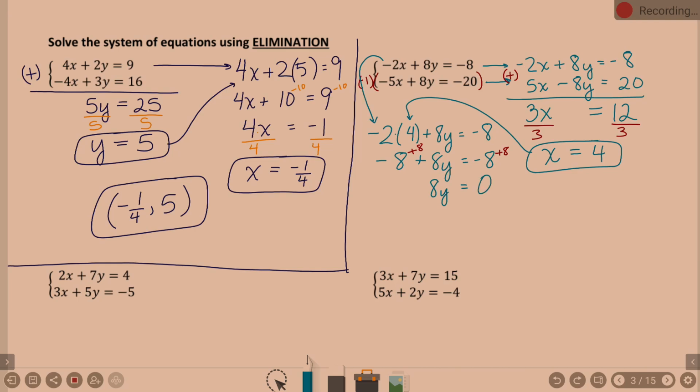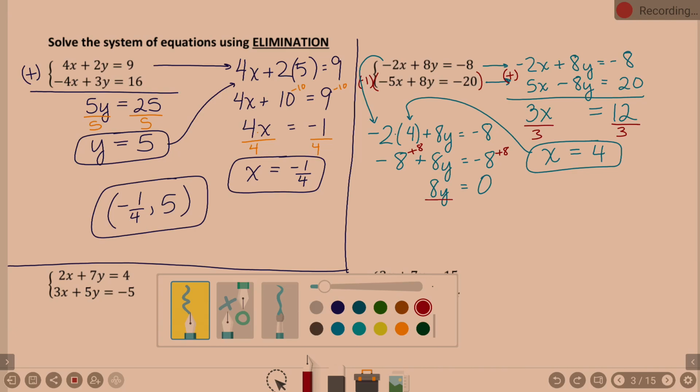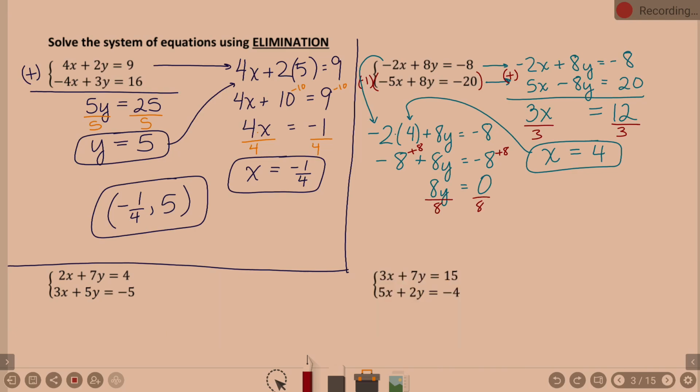Final step. If it's 8 times y, what do I do to solve? Right. Divide by 8 officially. And the math we're doing, 8 divided by 8 is 1y. 0 divided by 8, 0 divided by anything, is 0. Is 0 an answer? Yes. 0 is a number. 0 is an answer. Okay, just be aware. What kind of answer did I get? 4, 0. Ordered pair, 4, 0. Okay?